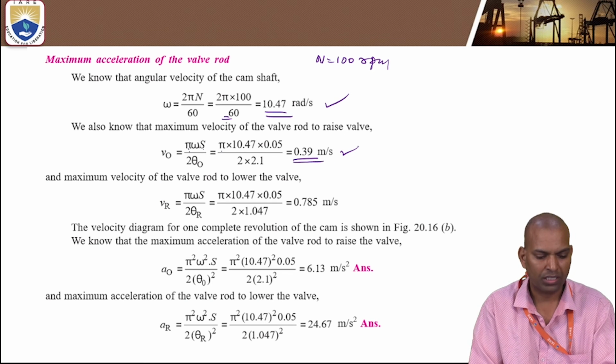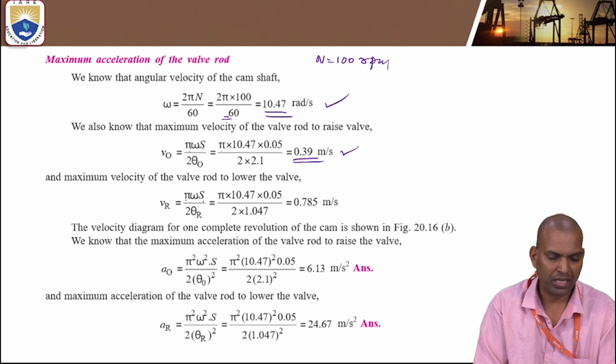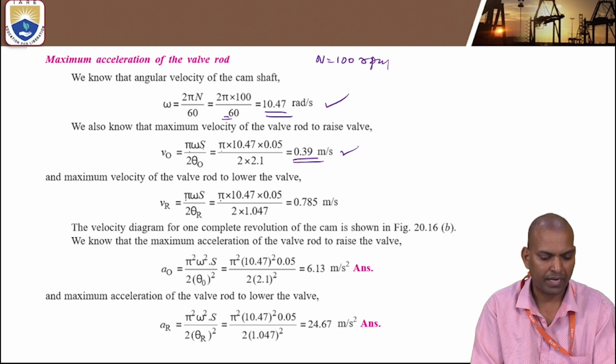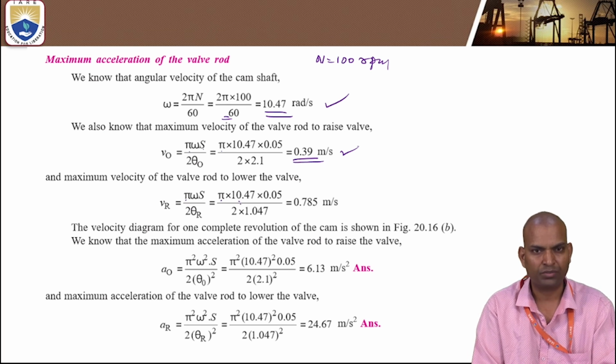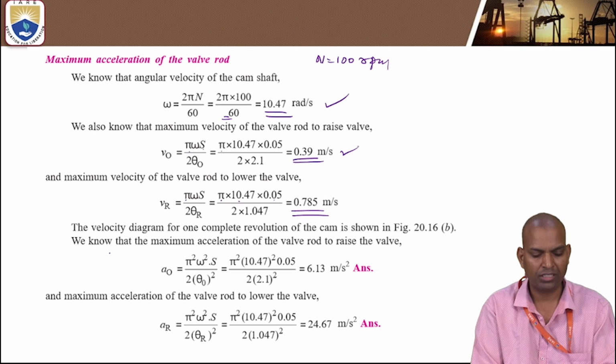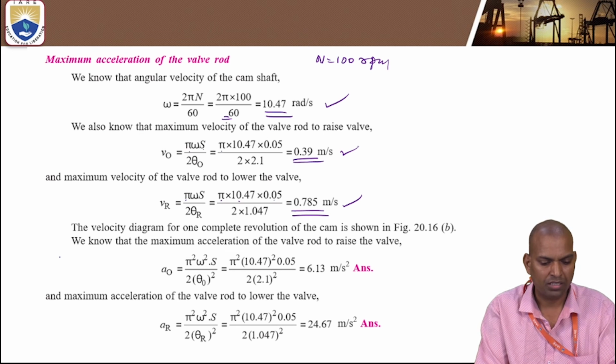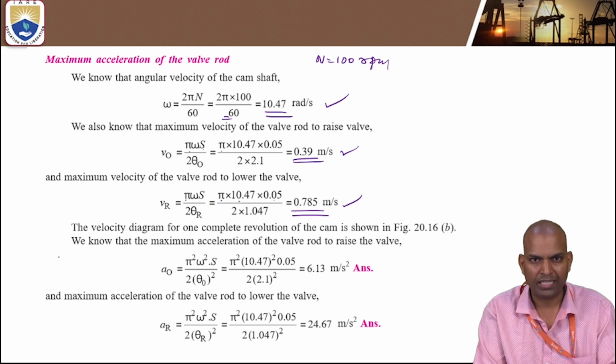Similarly, during the return stroke, omega remains the same and s is the same. In place of theta o, the outstroke angle, you have to substitute theta r, the return angle. That is pi omega s by 2 times theta r. Pi times omega 10.47, s is 0.05, over 2 times theta r. The return stroke is how much? 60 degrees, which in radians is 1.047. After substitution, we calculated the value of 0.787 meter per second. This is the maximum velocity of the valve during raise of the valve, and the maximum velocity during lowering of the valve.